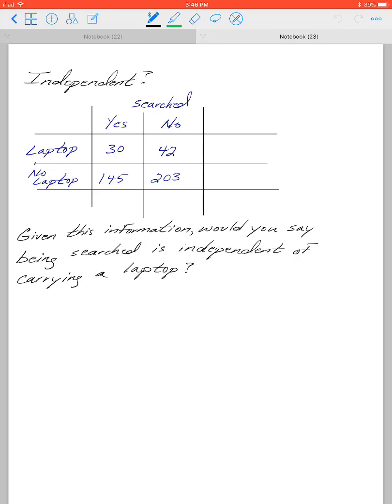Okay, so when we add the totals here, we have 72 laptops total. No laptops, we have 348. For being searched, the grand total there is 175. And for not being searched, 247, or 245, excuse me.